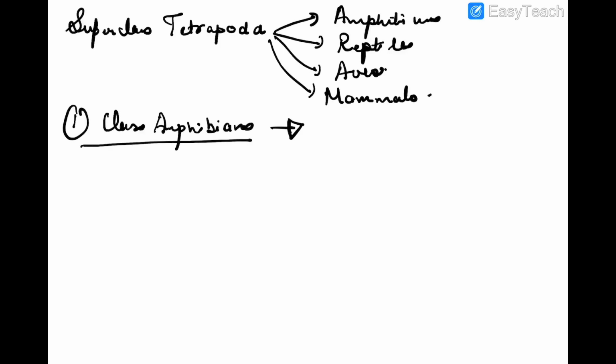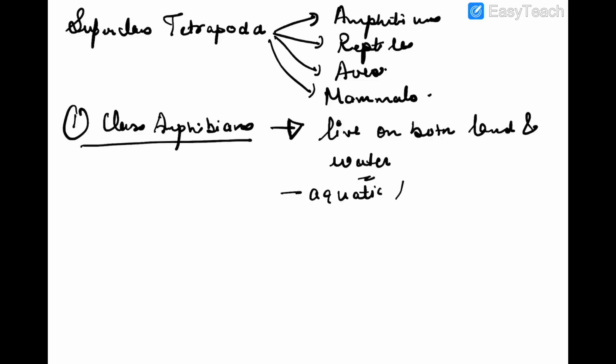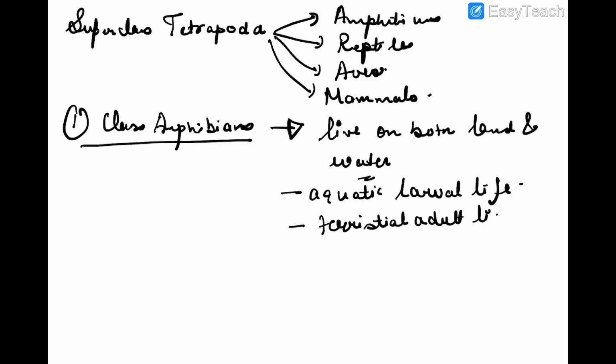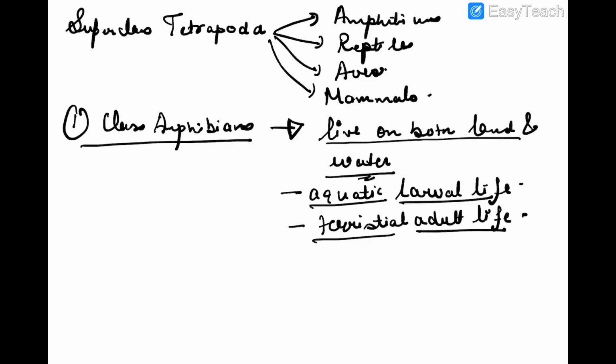Amphibians are called amphibians because they can live both on land and water. They have aquatic larval life, whereas terrestrial adult life. So, because they have aquatic larval life and terrestrial adult life, they can live on both land and water. That's why they are given the name amphibian.